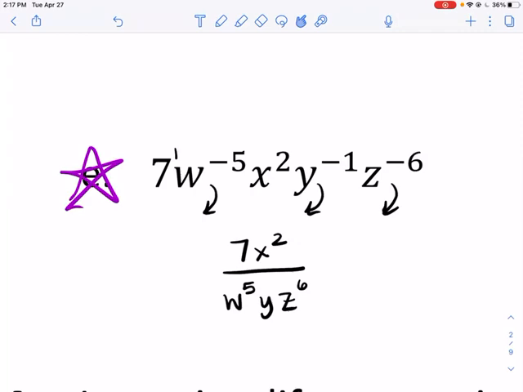Here are some things that help. Make sure to write your ones on everything that doesn't have a power, and think about each letter or number individually and decide where it goes and what happens to it. And then that will make it seem easier. Deal with it piece by piece. Good luck.